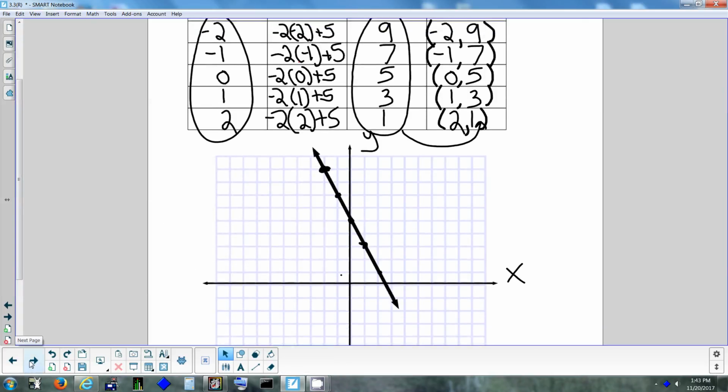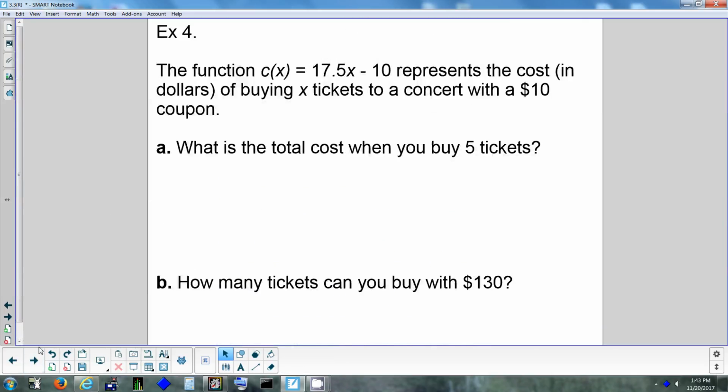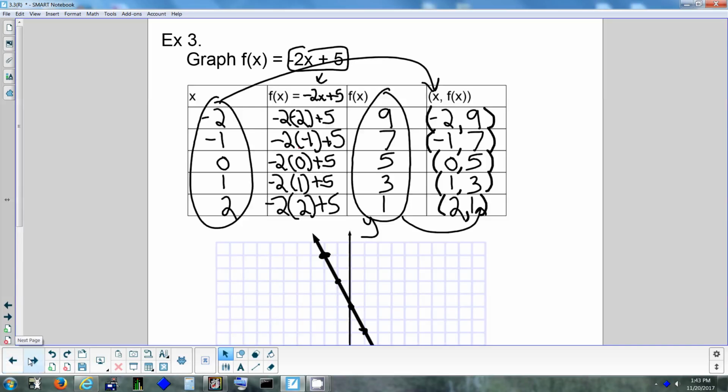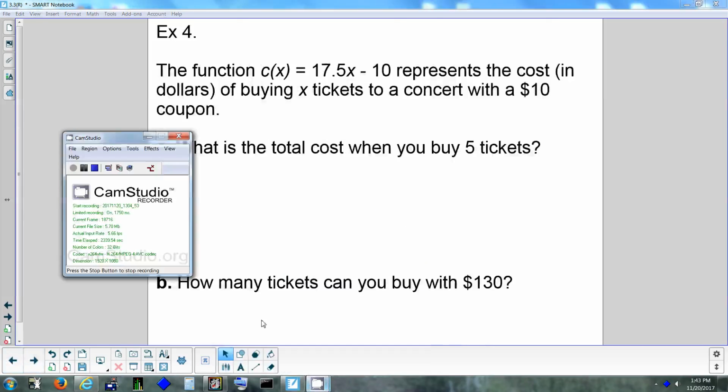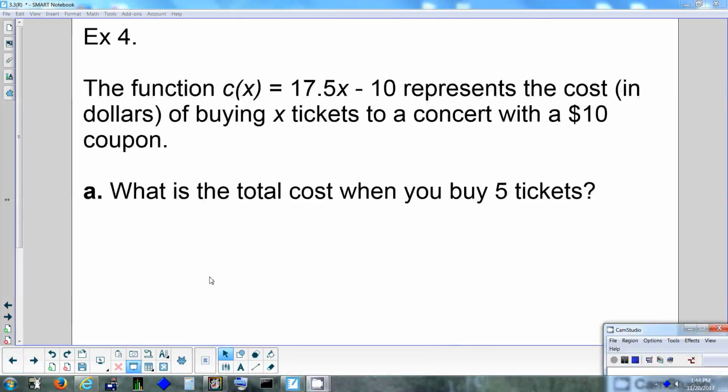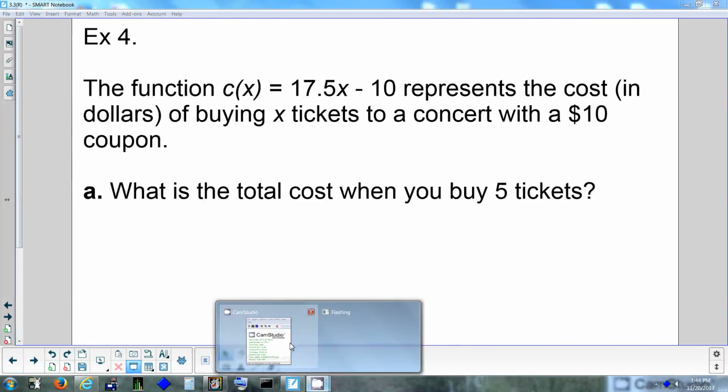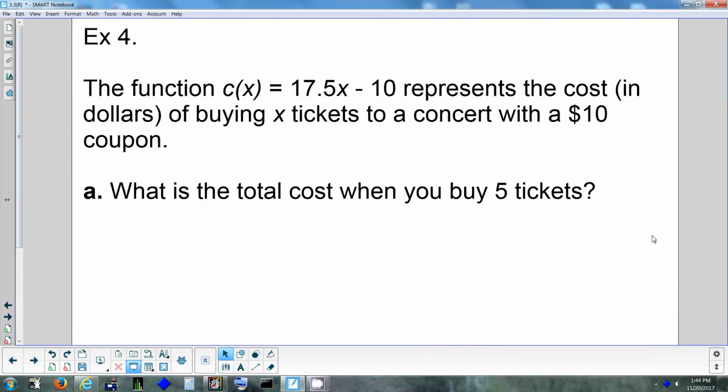All right? So I've got one more page of notes to give you. Just one more example. Is that it? Yeah, that's it. So now, all right, here we go. The function C of x equals 17.50x minus 10 represents the cost in dollars of buying x tickets to a concert with a $10 coupon.